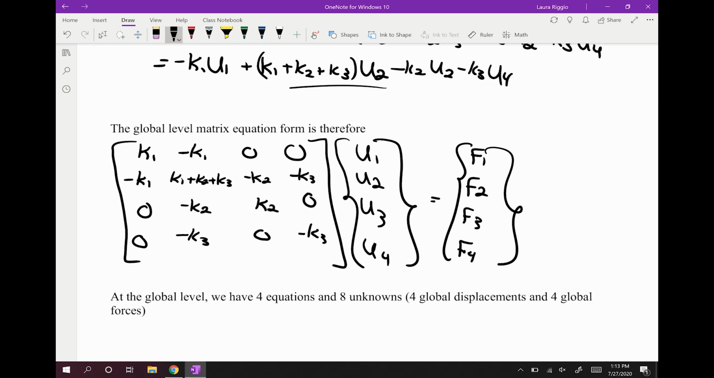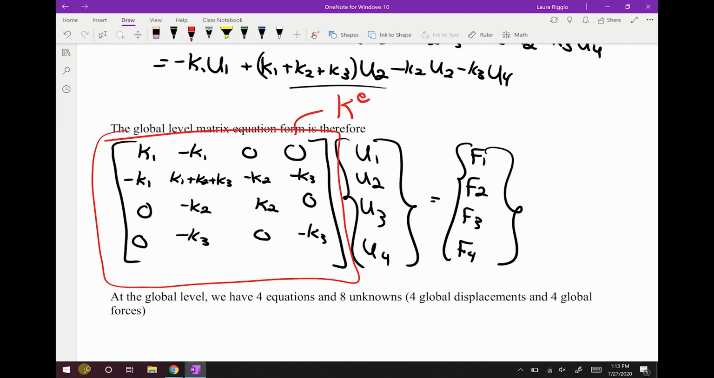So at the global level, we have 4 equations and 8 unknowns. Those are our global displacements and our global forces. So again, we really still haven't quite gotten down to how to solve the problem because we still have more unknowns than we do equations, so the system's not solvable. But really, we want to take a much closer look at this coefficient matrix, which is called your stiffness matrix, and is usually given the symbol K.